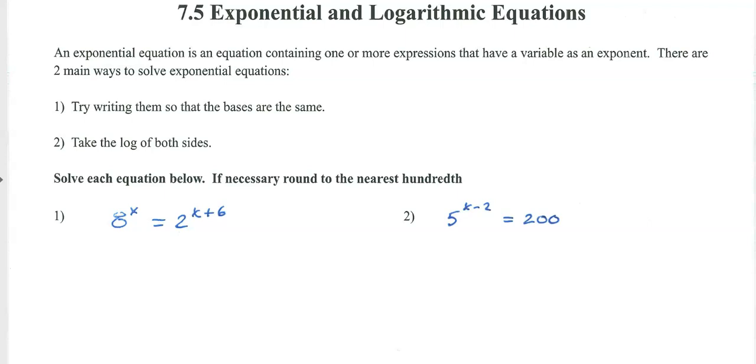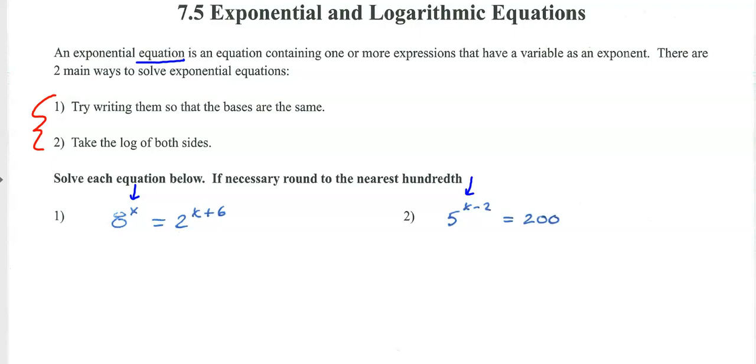All right, 7.5, exponential and logarithmic equations. So remember, an exponential equation is pretty much just an equation that contains a variable as the exponent. If you notice, like number 1 and number 2, there are variables in the exponents. So it's a logarithmic equation, or an exponential equation. There are two main ways to solve these. When you are doing them, these are pretty much going to be the start to most all of them.